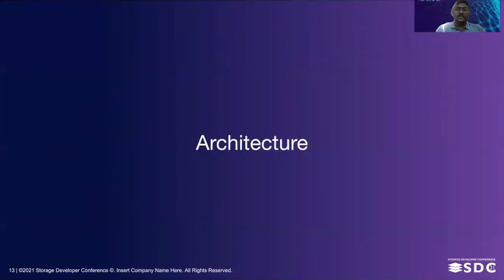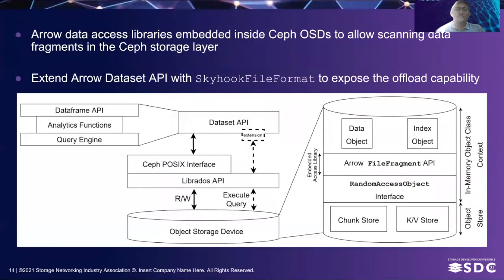Now next, let's look at the architecture of Skyhook. In Skyhook, we use Ceph as the base storage system. We embed Arrow data access libraries, basically the Arrow Dataset API, inside the Ceph OSDs to allow scanning data blobs from the Rados object store. We scan the data blobs from the Rados object store and get back Arrow tables, which we serialize and send back via the Arrow Dataset API to the client.